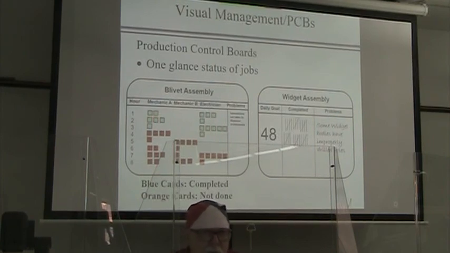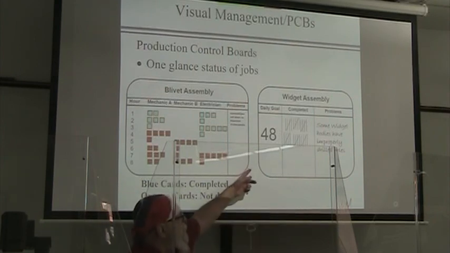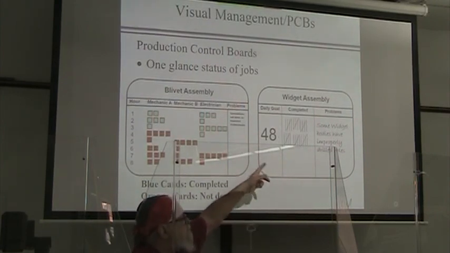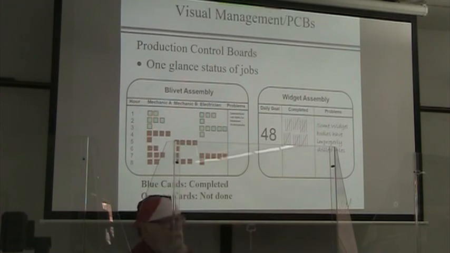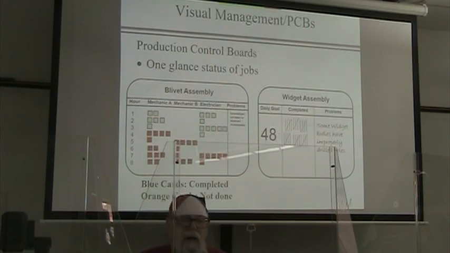Right, now this is a really complicated one. Usually a production control board is more like this one on the right-hand side, the widget assembly, where the daily goal is to make 48. You just mark off as you make each one, and you have a little place to put down what problems you're encountering during the day, right? But you can use a production control board for all kinds of things.